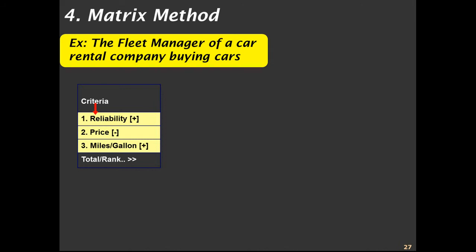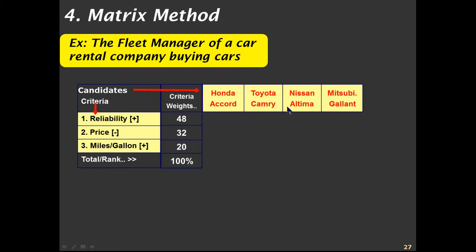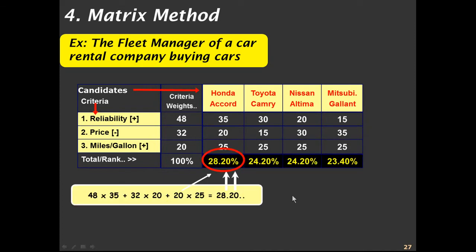You are the fleet manager of a rental car company and you have to buy 200 cars. Start with some criteria. In this case, let's just use three simple criteria: reliability, price, and miles per gallon. We assign some weights for whatever way we can, and we like reliability more, so we put 48%. And then we select some candidate vehicles: Honda, Toyota, Nissan, and Mitsubishi. The next thing we do is we simply look at the data and we try to assign some points. So we have the weights here and the points here. And we do the same for the other criteria. And finally, we multiply the points by the weights and we declare the winner, in this case being Honda.